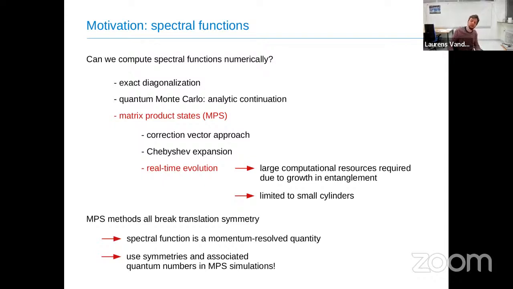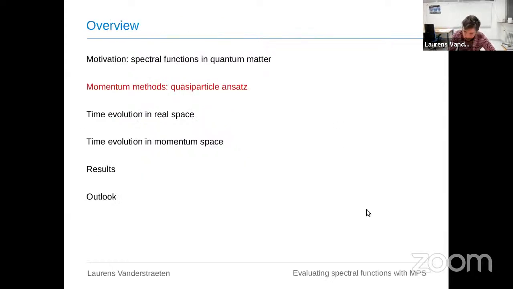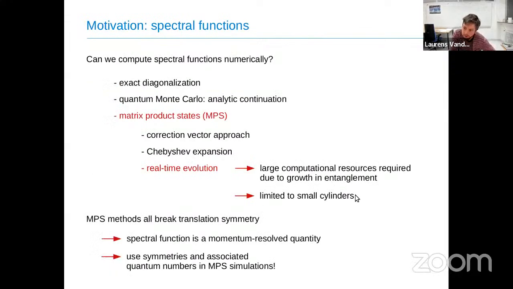The way we will target this is by first realizing that all the MPS methods that are typically used break translation symmetry in some way. This is a bit strange, because the spectral function itself is a momentum-resolved quantity, which contains translational symmetry as a fundamental thing. So this is what we will try to do. We will use the momentum as a good quantum number in our simulations, as we're supposed to do in MPS, because we will always want to use as much symmetry as we can. And then I will show you that this actually helps a lot.